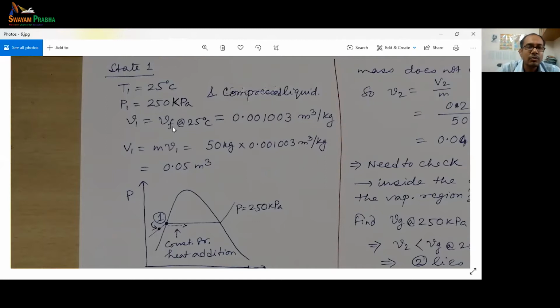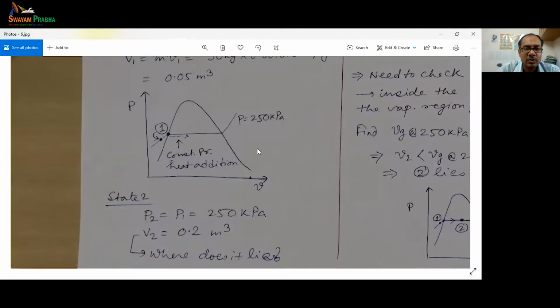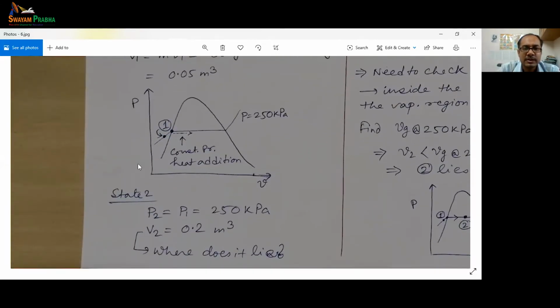Okay, so now we know the specific volume, and the mass is also given. That's 50 kg. So the total volume at state 1 we can find out. That will be mass times specific volume at state 1. If we do this multiplication, we will have 0.05 meter cube. Okay, straightforward.